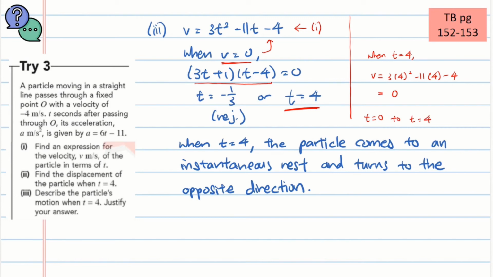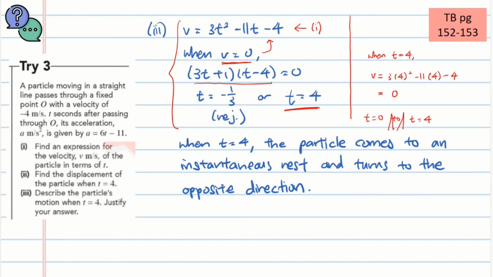Because in between, what if there are many other turns as well? Then we wouldn't know whether it is still going in the opposite direction or going in the same direction as the particle at the beginning. So this is the process we go through to make sure that we find out all the time periods where there is a possible turn. Hence this wraps up our try 3.